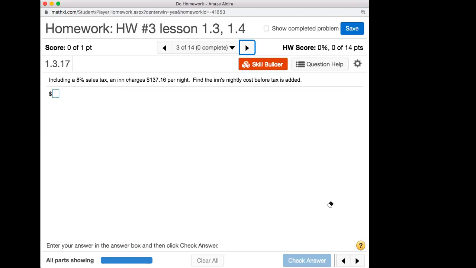Greater. It would be less than. Less than, yes. All right, so just be careful with that. Remember, sales tax increases the price of an item. So if the sales tax is included in the 137, that means the price before the tax is added would have been less than the 137. So yes, it's going to be less than.